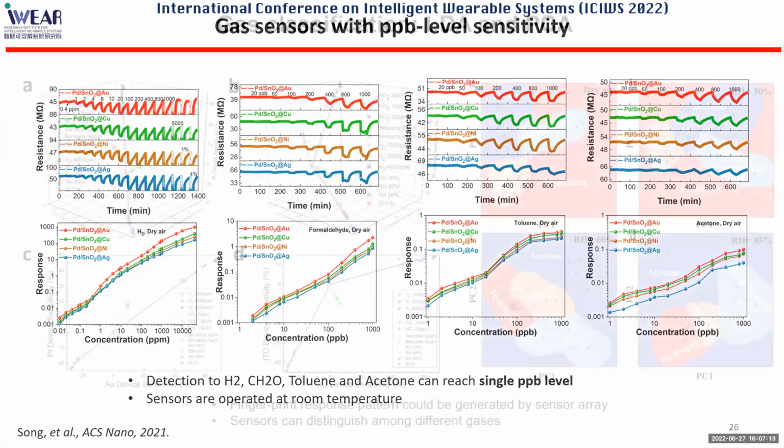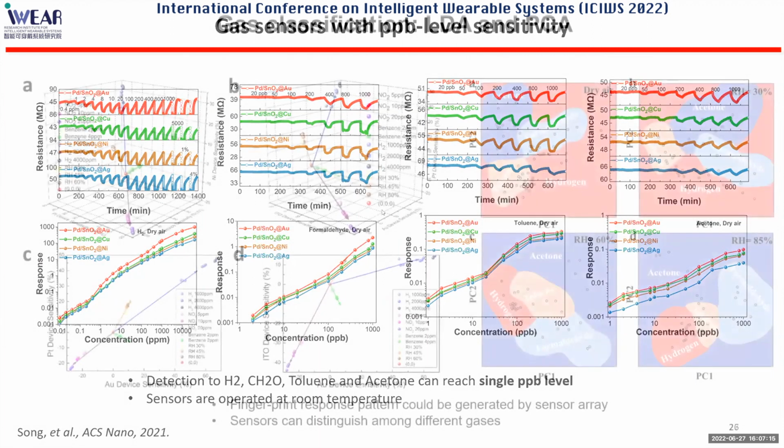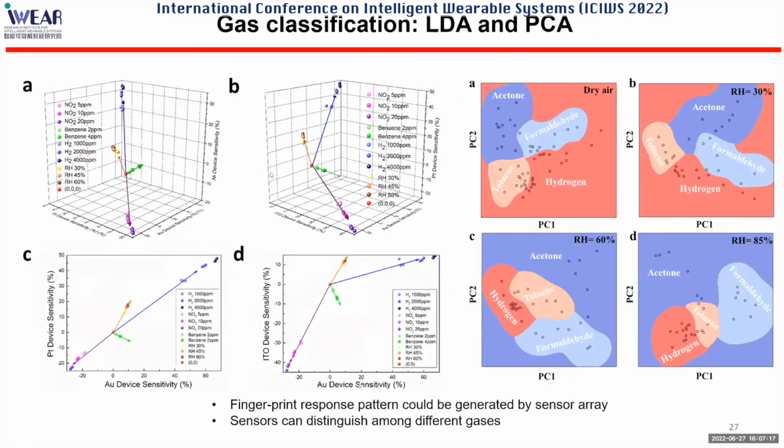Because we use a sensor array, which means different kinds of sensors in the device, we can generate a pattern. So we train the sensor array. We first flow in a certain known gas, then we measure the sensor response. Each individual sensor has a slightly different response to this known gas. After looking at so many sensors, we can extract a response pattern for the sensor array.